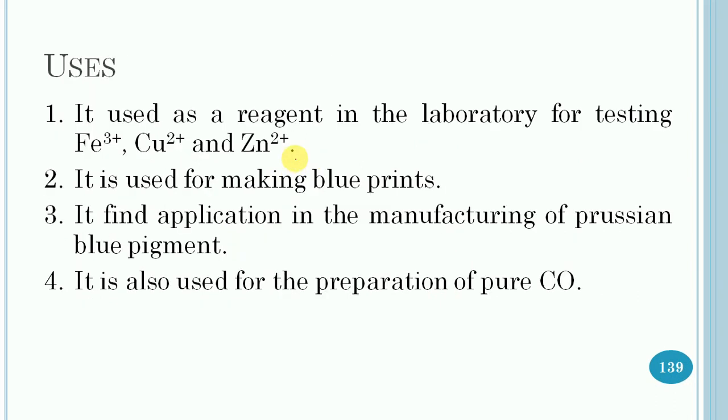Then uses of potassium ferrocyanide. It is used as a reagent in laboratory for testing iron 3 positive, copper 2 positive and zinc 2 positive. It is used for making blueprints. It finds application in manufacturing of Prussian blue pigment. It is used for the preparation of carbon monoxide.